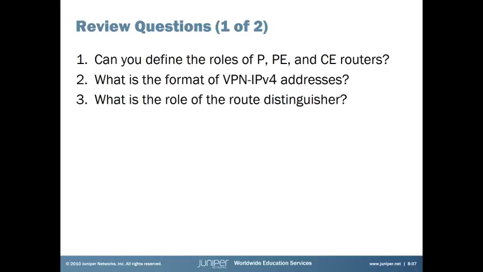They also maintain the VRF tables for each individual site that is attached to that particular PE. They maintain those tables, and they also manage the export and import of routes to and from those tables.